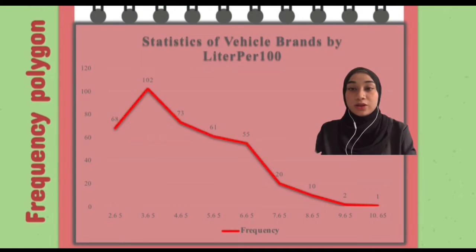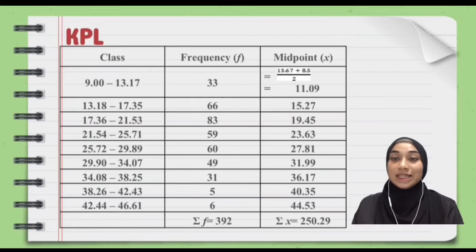For the frequency polygon, the highest is 102 and the midpoint is 3.65, while the lowest is 1 with a midpoint of 10.65. This is the class that we use to draw a histogram and frequency polygon for KPL.